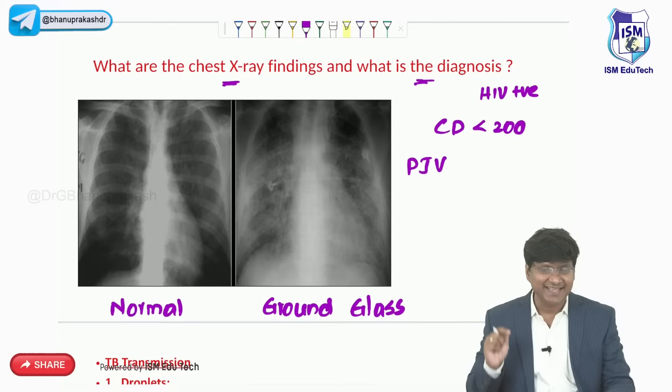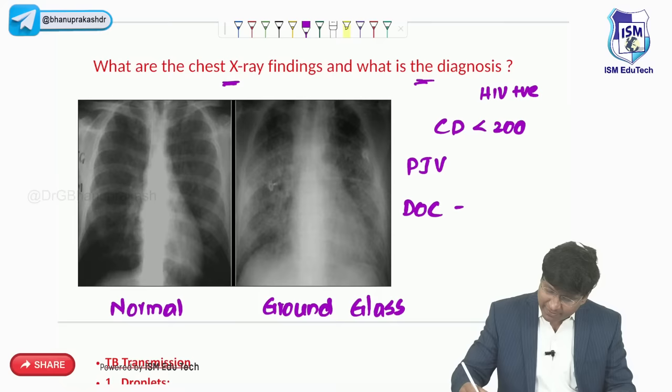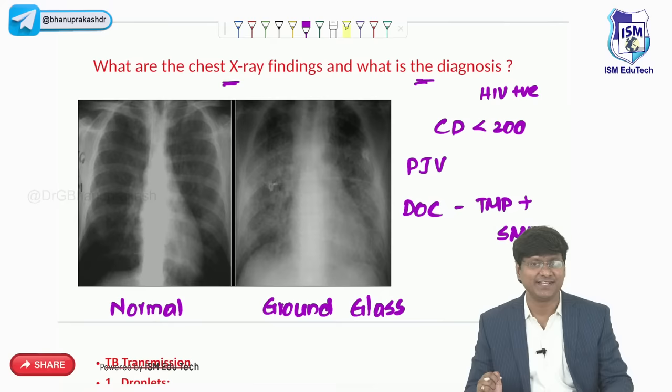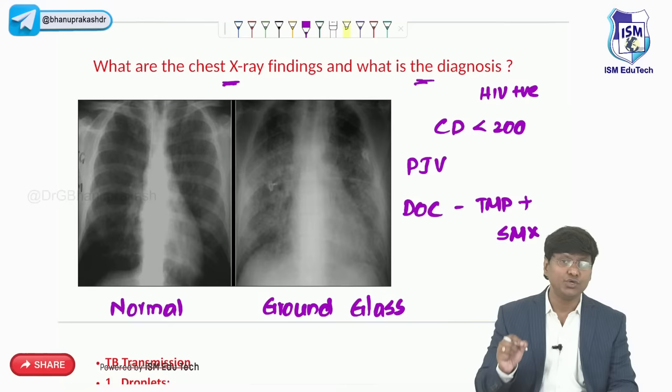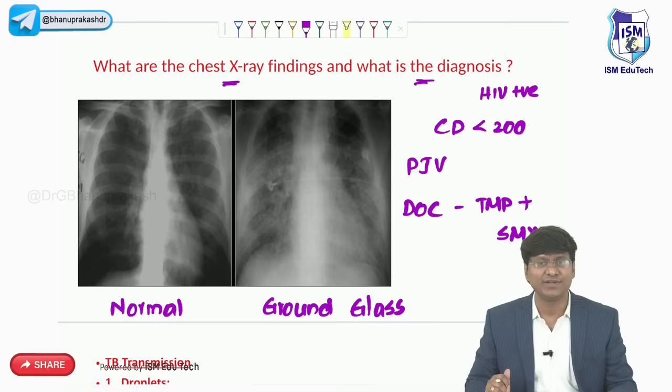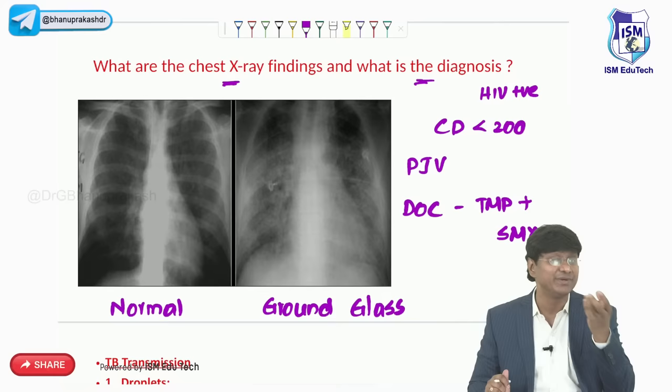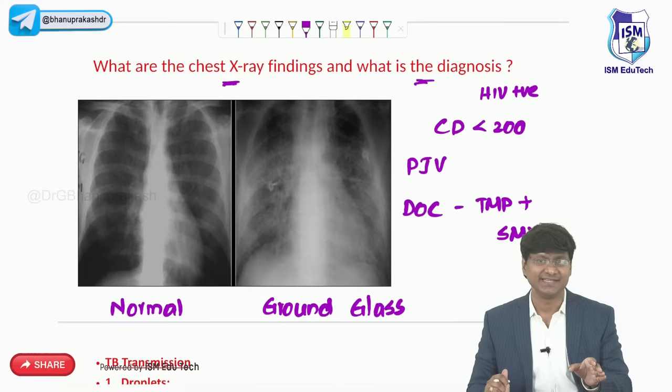And in case of Pneumocystis jirovecii pneumonia, what is the drug of choice? Drug of choice will be trimethoprim and sulfamethoxazole. And what is the investigation of choice? You need to do bronchoscopy and bronchoalveolar lavage, and in the lavage you pick up the organism. These patients have a dry cough, and if you want to induce the sputum, you need to give hypertonic saline nebulization. After that, you get the sputum, and that sputum has to be stained. What is the stain we use? The stain we use is Gomori methenamine silver stain. That is what we use in case of Pneumocystis jirovecii pneumonia.